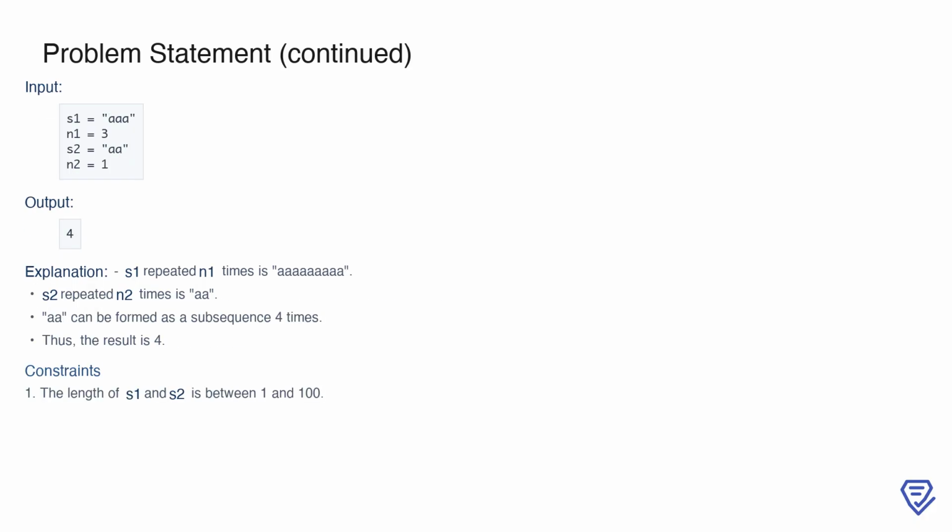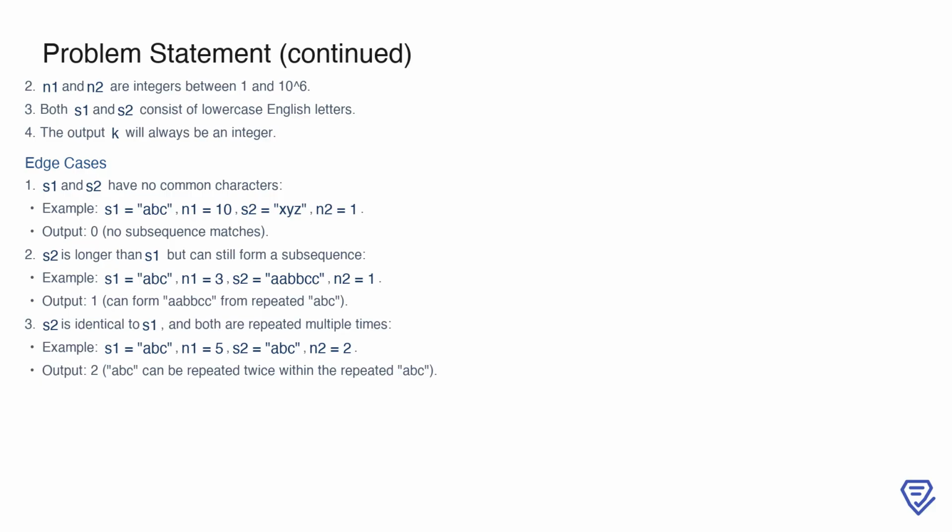Here's one more example to reinforce the concept. If S1 is AAA, N1 is 3, S2 is AA, and N2 is 1, repeating S1 3 times gives us the string AAAAAAAAA, and repeating S2 just once gives us AA. By examining the repeated string, we can determine that AA can be formed as a subsequence 4 times. Hence, the result for this case is 4. These examples highlight how the problem involves identifying subsequences within repeated strings and calculating the maximum possible repetitions.